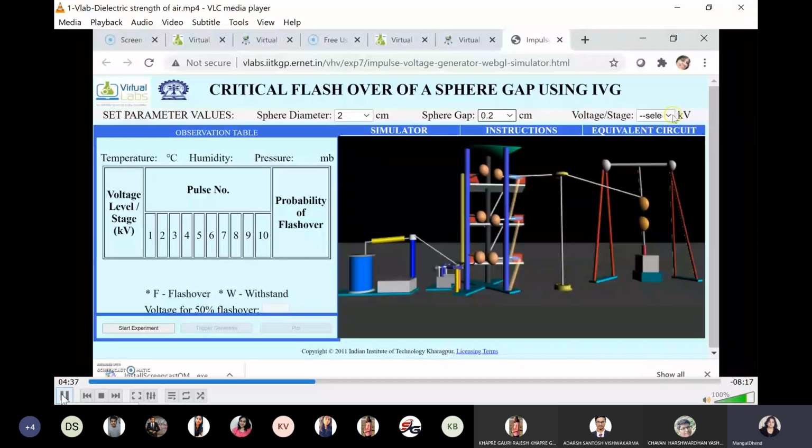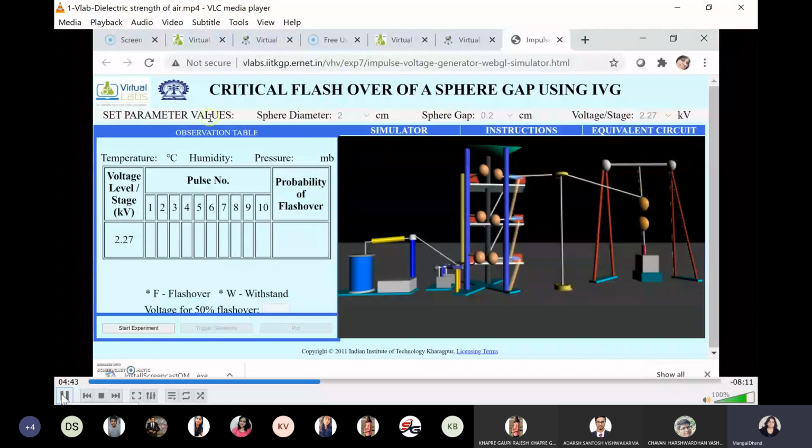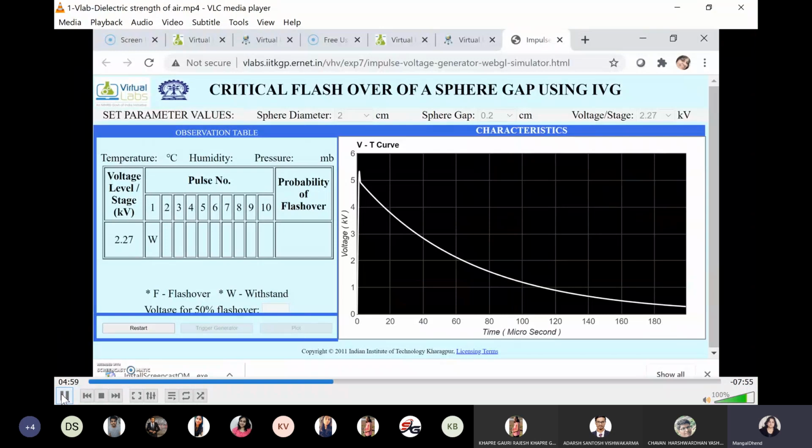We select the voltage, and we will see at what voltage the spark takes place. Suppose the initial voltage we observe is 2.27. So set the parameters here. Then start the experiment. Now trigger the generator. Trigger generator means this impulse voltage will start. So trigger the generator. Now you observe, it's operating now. Actually, if you have seen, the spark was not there. So breakdown has not occurred, and you can see what impulse voltage is generated there. So this waveform is full, and slowly it's decreasing. So this is impulse voltage.